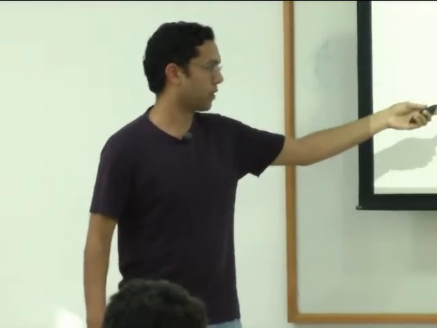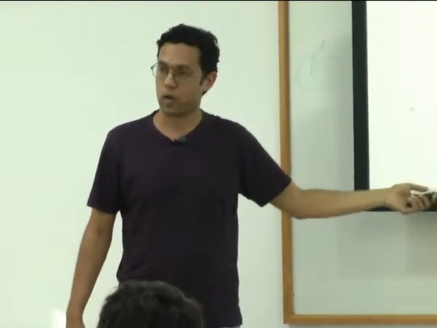Then the question we are interested in is how small can this regret be? Can it be little o of t? Can it be order square root t or order log t? This is the kind of question people try to understand.